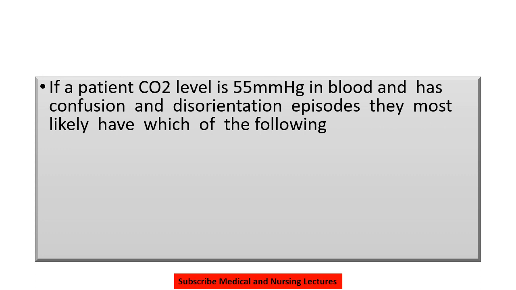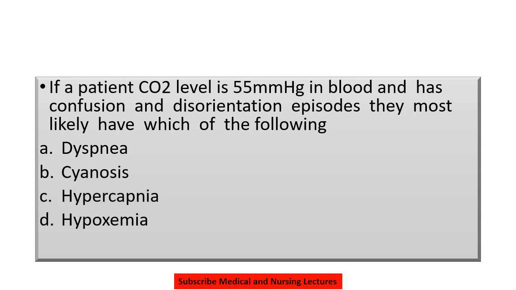If a patient's CO2 level is 55 mmHg in blood and has confusion and disorientation episodes, they most likely have which of the following? Dyspnea, sinusitis, hypercapnia, hypoxemia and hypocapnia. So here the correct option is hypercapnia, because the normal level of CO2 in the blood is 35 mmHg to 45 mmHg. If this level exceeds the normal, we term this hypercapnia.